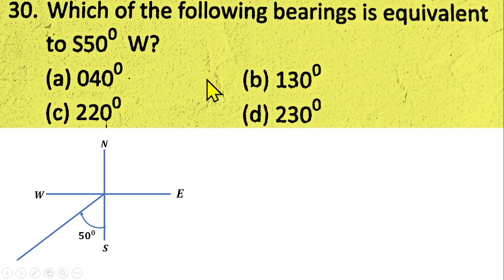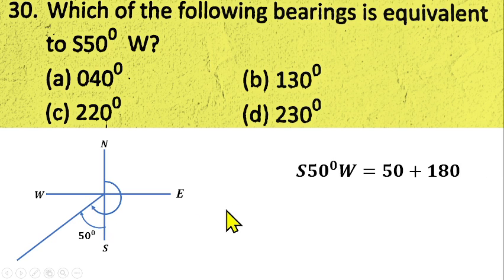So you are changing it to 3-digit bearing. In 3-digit bearing, the origin is the north. You go from the north down to this line here. So how do we get it from the north to this line? We know that from the north to the south is 180, and from here to here is 50. So from here to here will be 180 plus 50. Therefore the bearing of 50 degrees southwest will be 50 plus 180, and that should give us 230 degrees, which is option D.